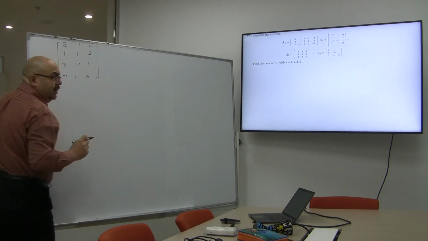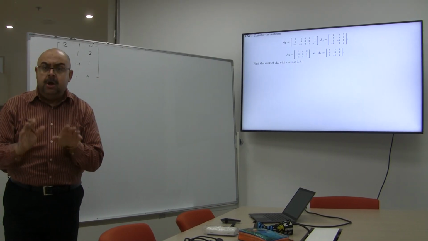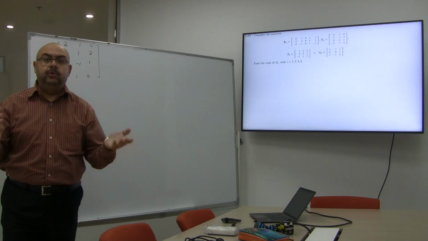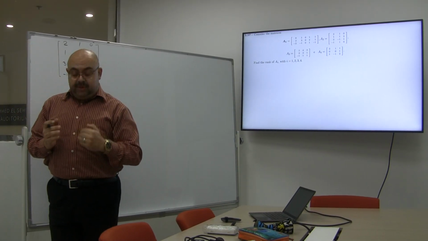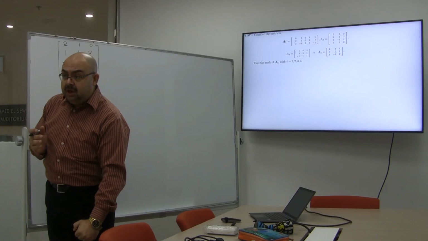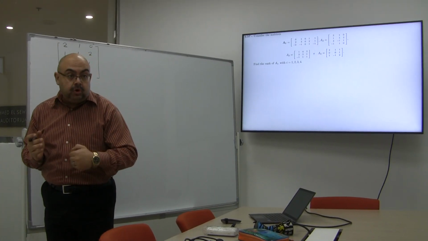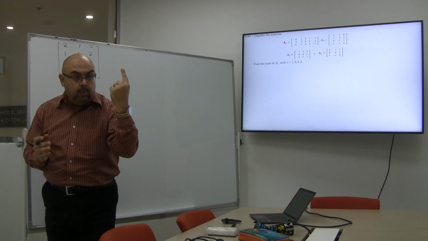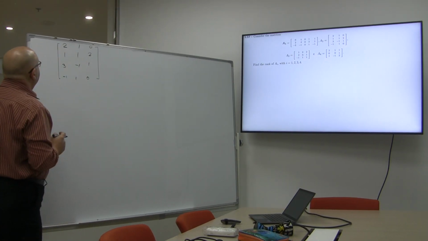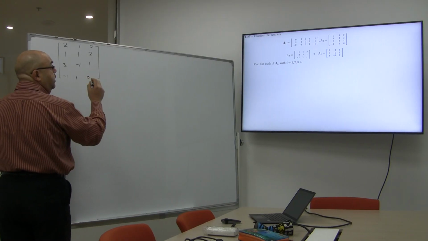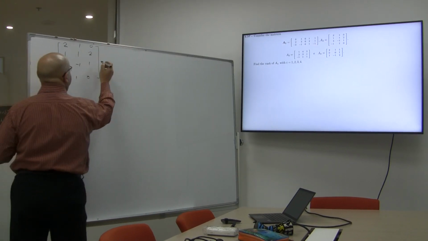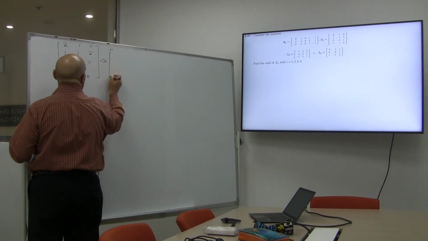In order to determine the rank, I need to put it in the echelon form. A number, then the rest beneath it equal to zero. To control this issue, the first number should be one. I'm going to replace the second row with the first one. So this is step number one.